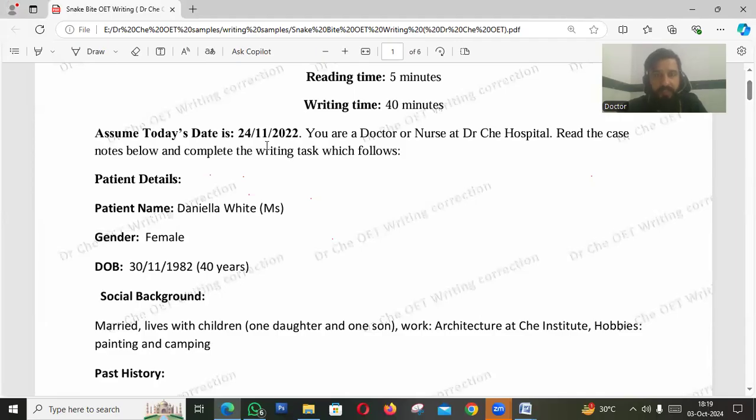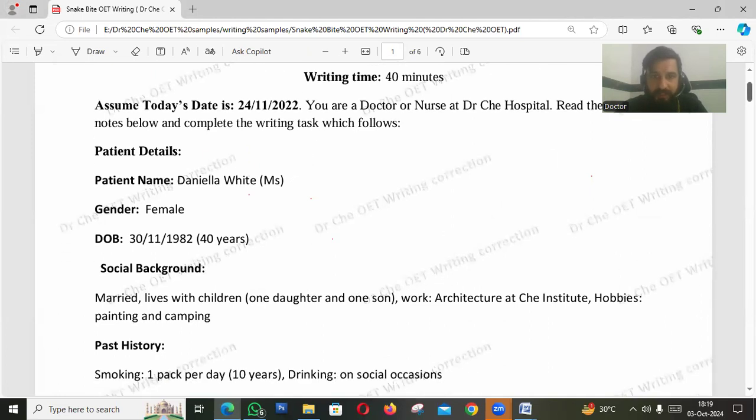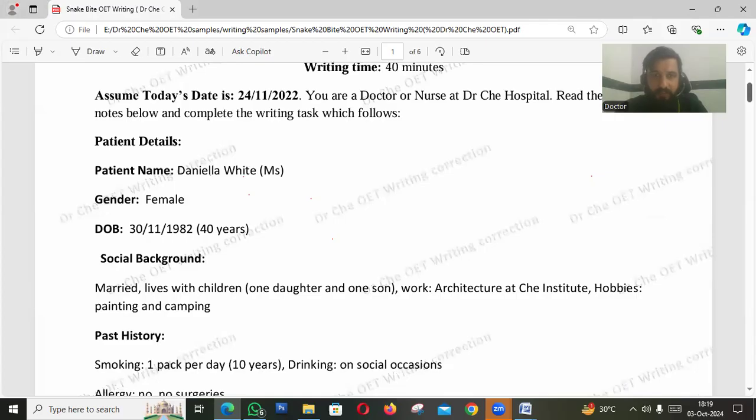Next, we are going to read the case notes. This is today's date, and you are a doctor or nurse at this hospital. Read the case notes and complete the task. Name of the patient is Daniela White, and you will get the title. Many of you are worried whether to write Miss or Mrs. or Mister. You will get it in the bracket in the real exam. So you will write for this patient Miss Daniela White.